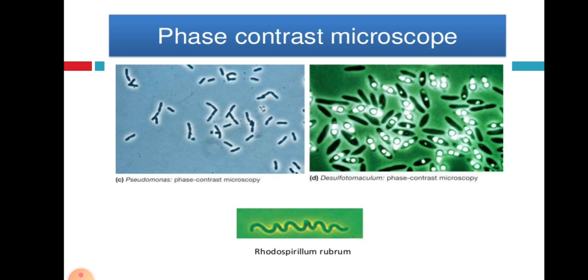Here are some of the images produced by phase contrast microscope. Diagram C shows Pseudomonas, D is Desulfomaculum, and below you can see Rhodospirillum rubrum.